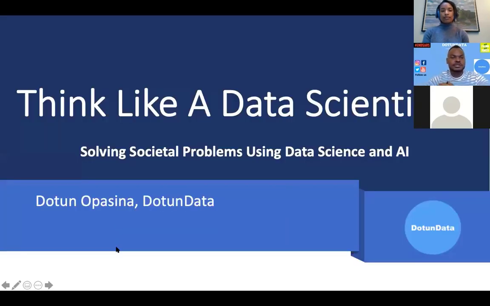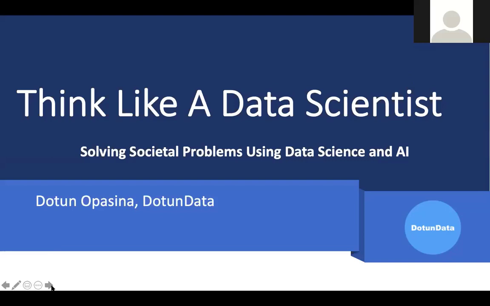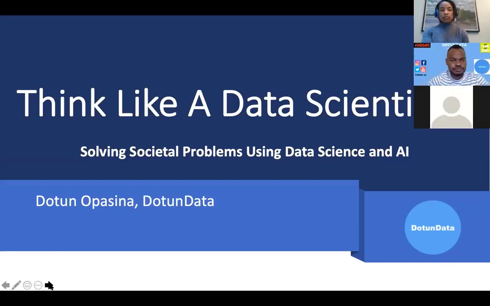So today's session is going to be called Think Like a Data Scientist. It's basically a crash course into data science and the idea of solving societal problems using data science and AI. My name is Dotun, and I'm the CEO of Dotun Data. With everything going on in the world, it's very pivotal that we think about how data is being used and also how insights are being drawn from data. And that's what motivated this session. So let's go into it.